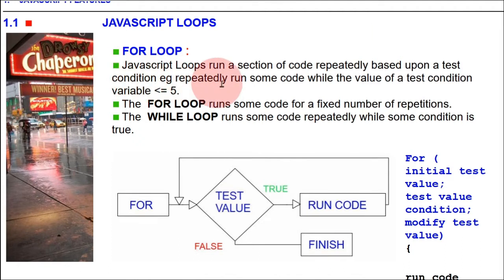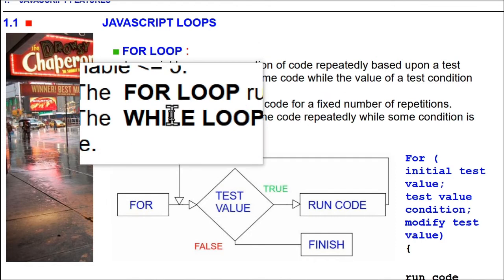So JavaScript loops run a section of the code repeatedly based upon a test condition, repeatedly running some code while the value of the test condition variable is true. For example, while x is less than or equal to 5, you would carry on running the loop, and for each run of the loop you would increase the value of x, so that after 5 runs it will stop.